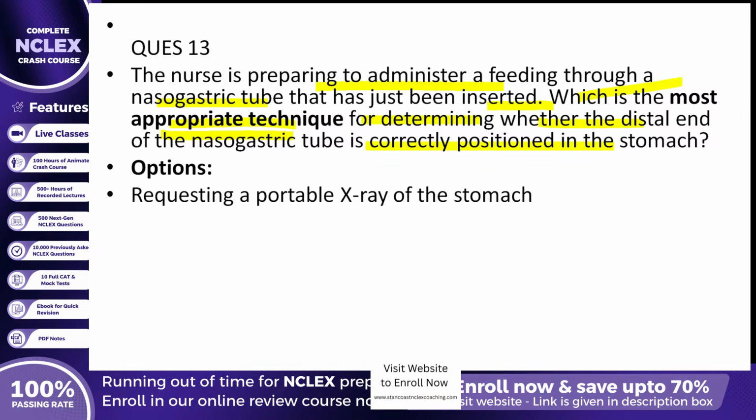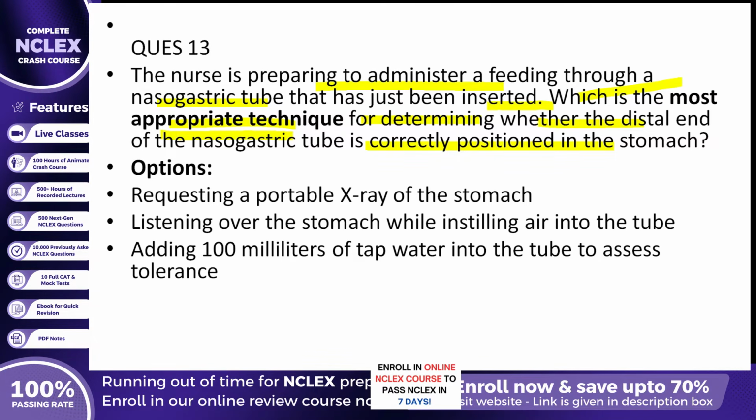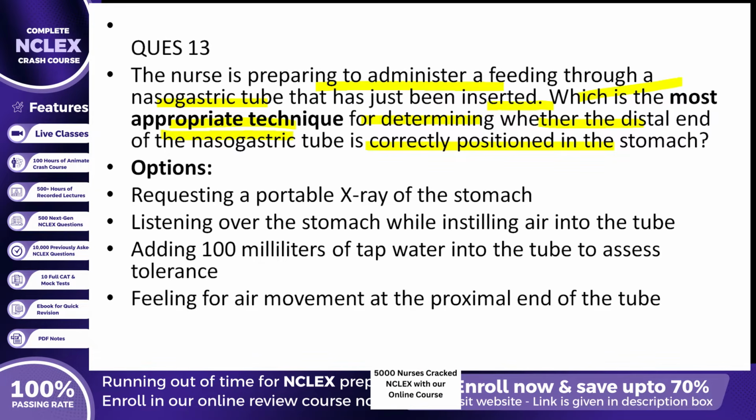The second option proposes listening over the stomach while instilling air into the tube. The third option recommends adding 100 milliliters of tap water into the tube to assess tolerance. And finally, the fourth option mentions feeling for air movement at the proximal end of the tube. The correct answer is option 1, requesting a portable X-ray of the stomach.